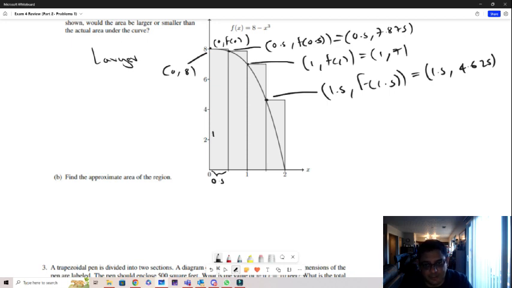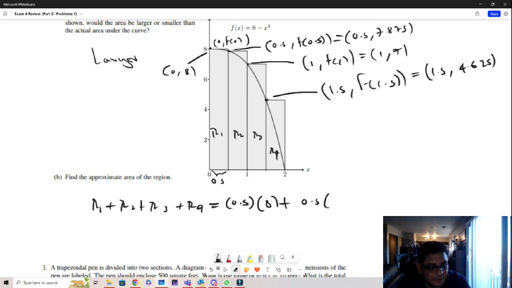So the sum of R1, R2, R3, and R4, these 4 rectangles, is going to give me the approximation of the area. And that's going to be what? R1 is going to be 0.5 times the height of this one, which is 8, plus 0.5 times 7.875, which is the second height. The third one is going to be 0.5 times 7. And the fourth one is going to be 0.5 times 4.625.